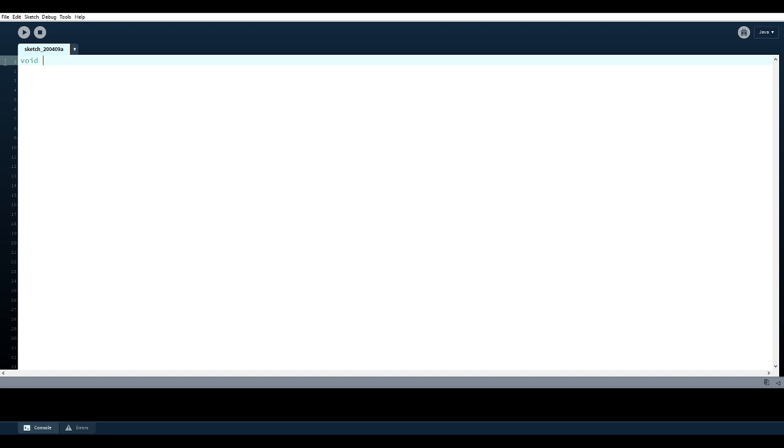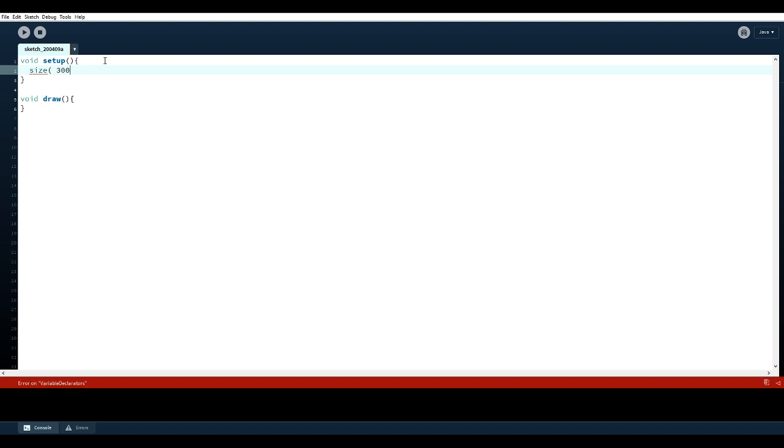So as always, we're going to start with some void setup and some void draw. We're going to fill some information in on there. Let's first start with our setup. Let's give it a size. Let's say size of 300, 300. And let's make a rocket, because rockets are really cool.